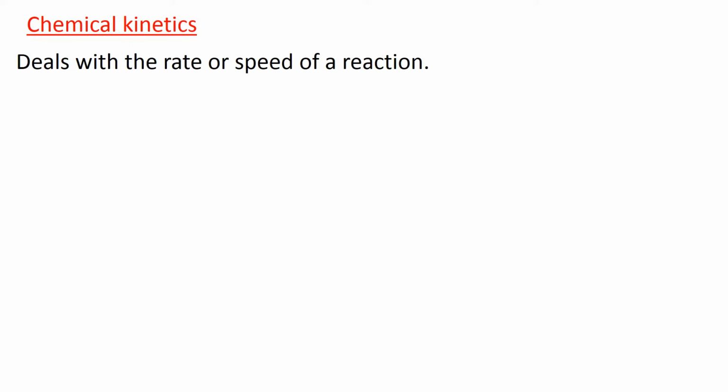Now chemical kinetics deals with the rate or speed of a reaction. Then what is meant by rate or speed of a reaction? See, we know that when the reaction occurs, reactant is converted to product. So what happens? The concentration of the reactant decreases with time and the product is forming. So the concentration of the product increases with time.